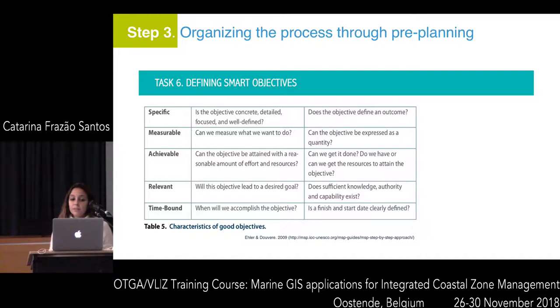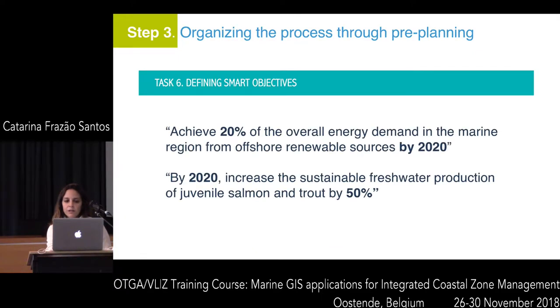How do you see if it's specific? Is the objective concrete, detailed, focused, and well-defined? Does the objective define an outcome? This is a way of seeing if it is specific. About being measurable, can the objective be expressed as a quantity? That's a very good way of measuring it. You have an example here where this objective clearly states that you want to achieve 20% of the overall energy demand in the marine region by 2020. So it has a date, it has a specific target, a measurable target, 20%.